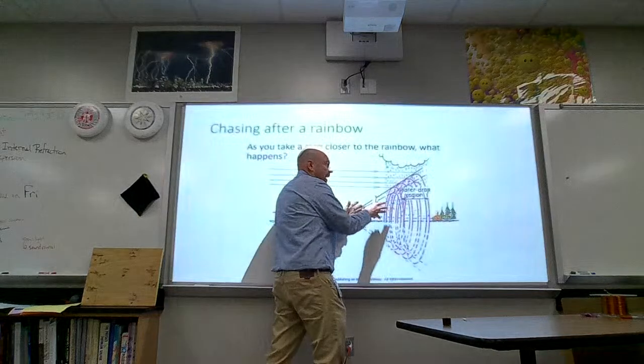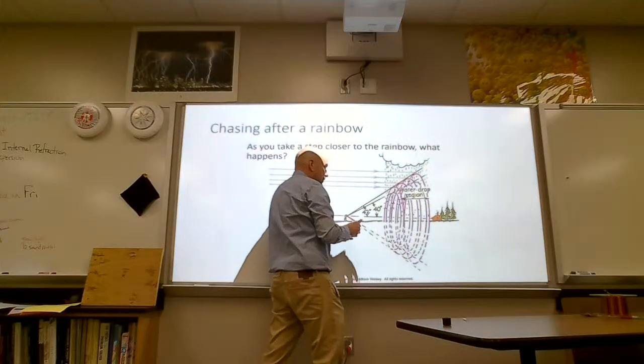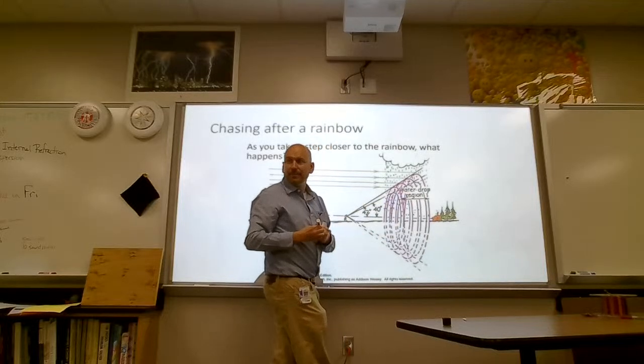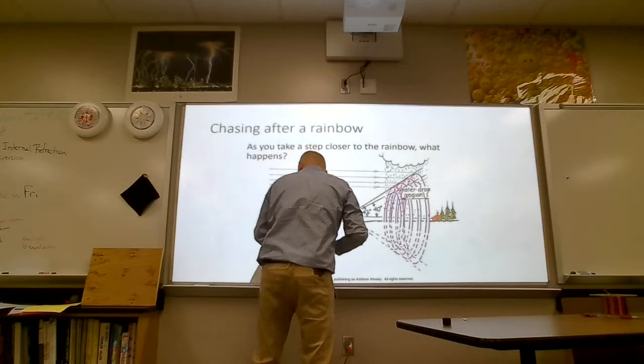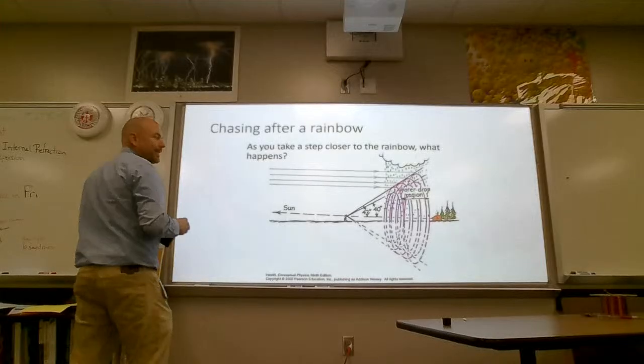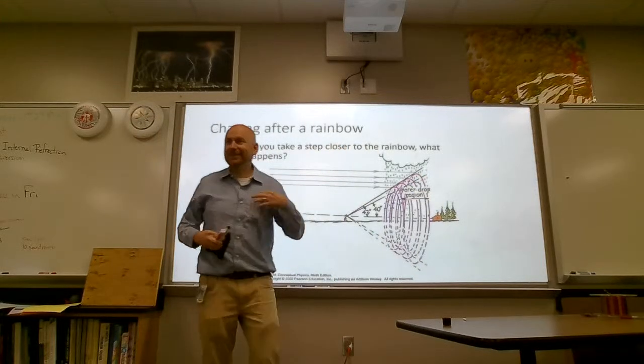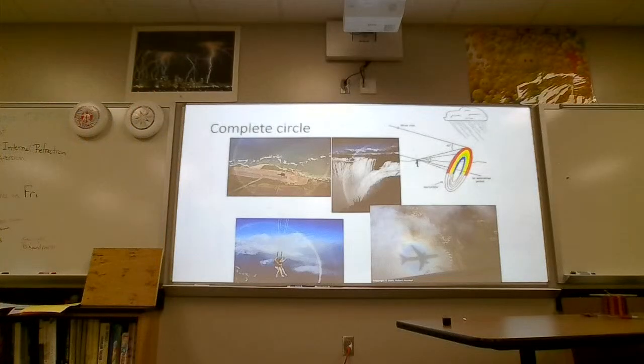So here's that cone. As you walk closer, you're receiving colors from different raindrops. So like finding a pot of gold at the end of the rainbow. Sucker. You're not gonna get there. It moves with you. Not only that, rainbows are complete circles. The land just cuts it off, but really it's a whole circle.